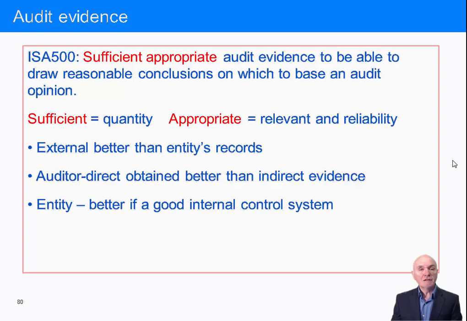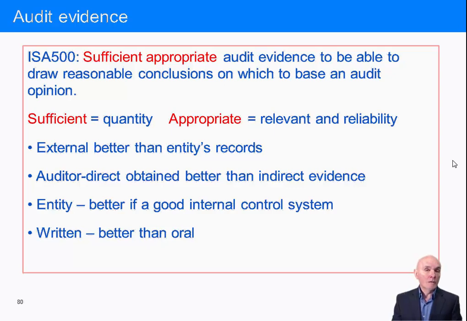Evidence or documentation or figures within the entity, within the client, are much more reliable if there's a good internal control system. What the internal control system will do is to prevent, detect and correct errors, and therefore when you look at figures in a company with a good internal control system, there's much more chance that they are correct. If it's a sloppy system that nobody really cares about, you look at a figure, you've really no idea whether it's right. It could easily be wrong and no one would be any the wiser.